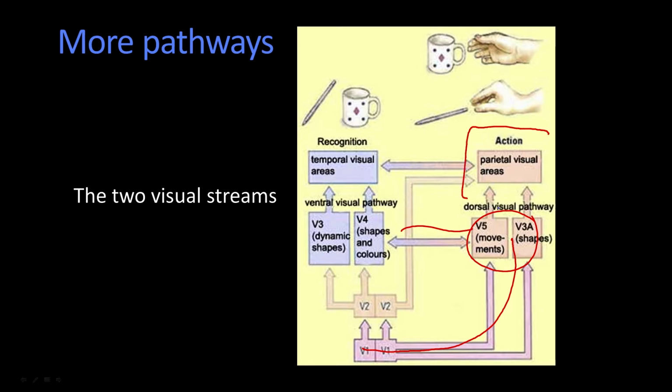But the idea is that the parietal lobes, a different structure up here, are more of an understanding of action. So you have one pathway that is the stuff that's there, and another one that has to do with how stuff is moving, or where stuff is moving.